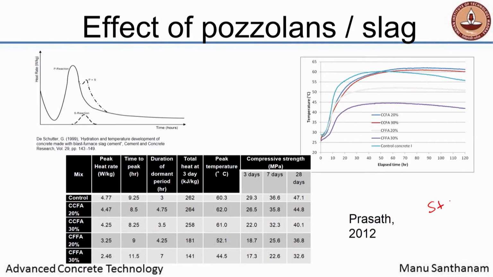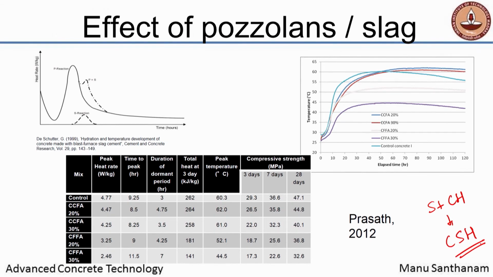The issue with the reactive silica is it needs to wait for lime to be available from the cement. Okay, cement hydration will produce lime or calcium hydroxide. The reactive silica wants that calcium hydroxide to do further reaction. Again, this is something we will discuss in more detail later. So, the reactive silica from the pozzolan will react with the calcium hydroxide from the cement hydration to produce CSH.